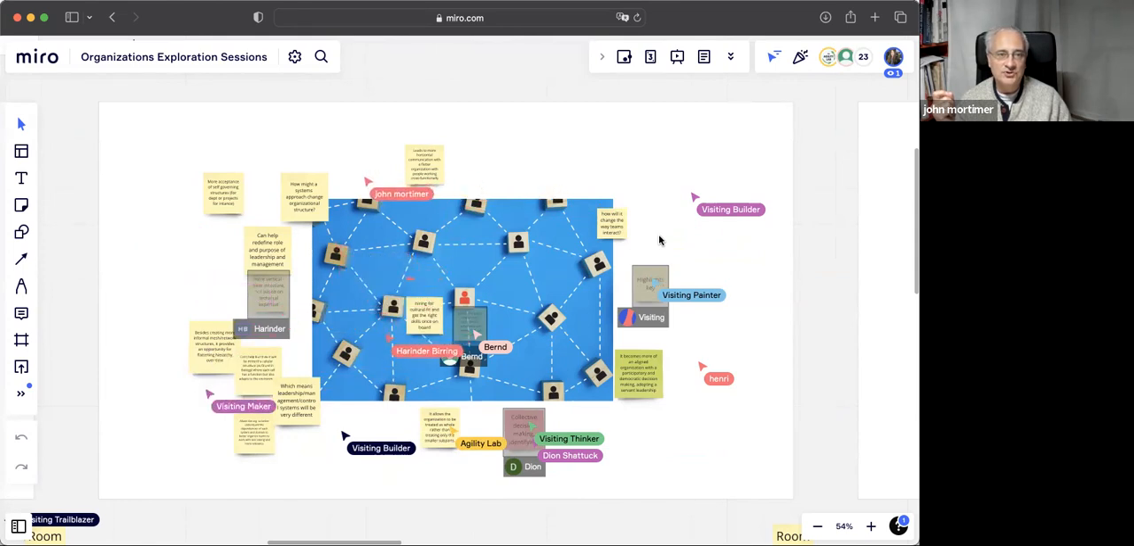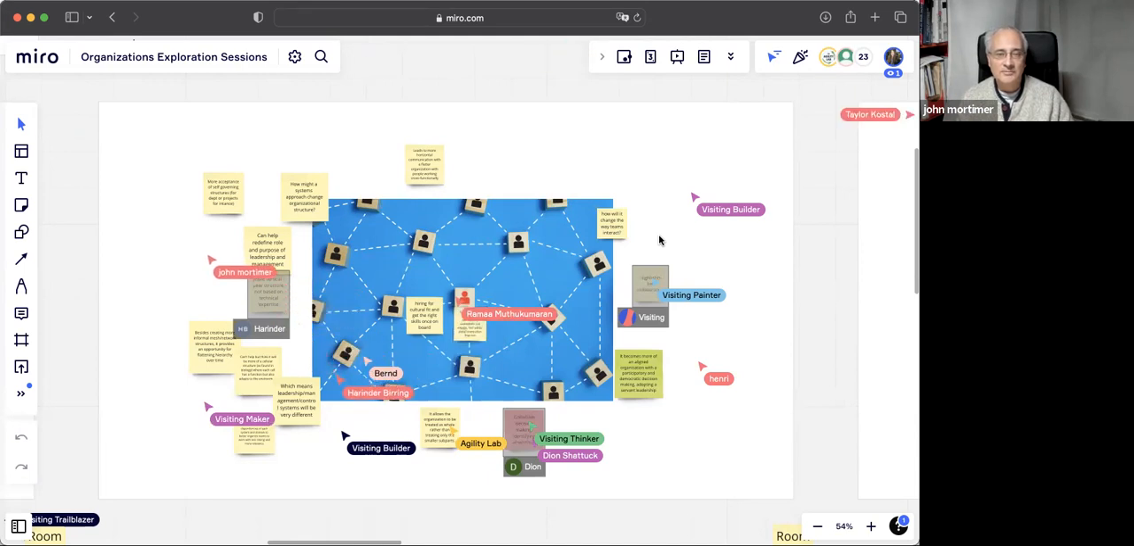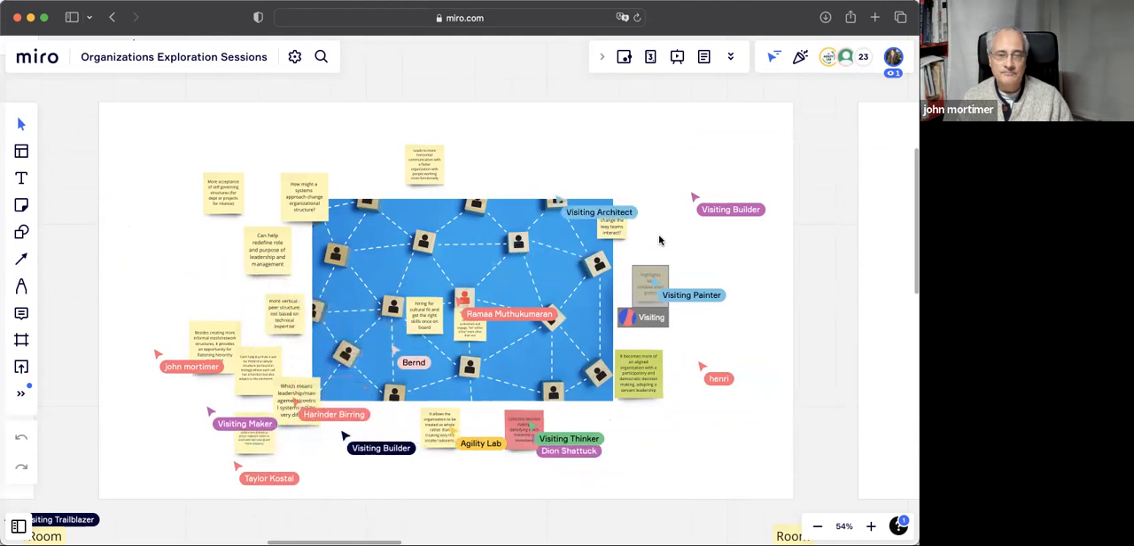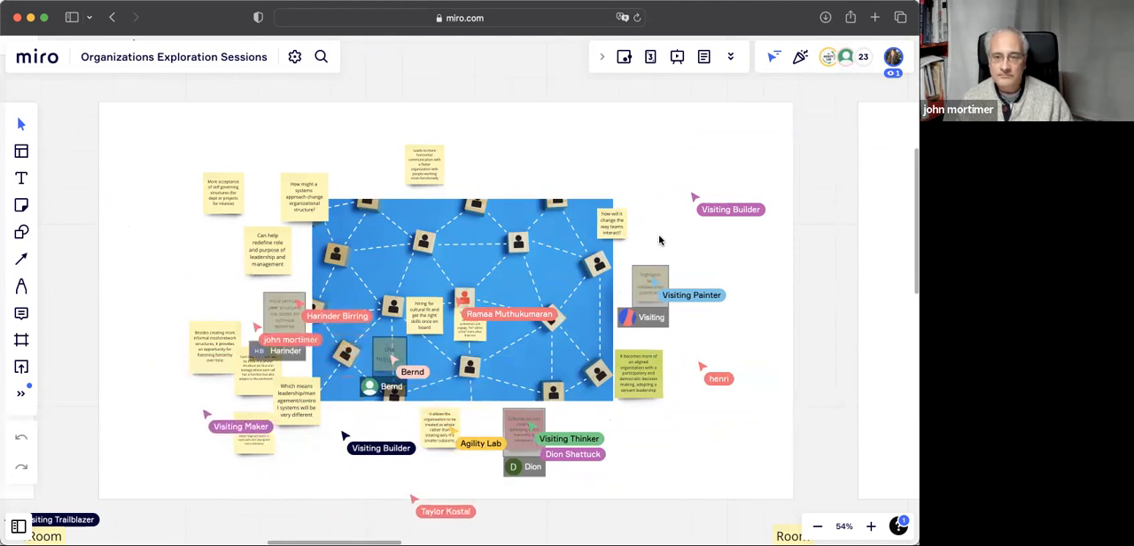How might a systems approach change, or how can help redefine role and purpose of leadership and management? That's a slightly different comment there, because that's now going back up into the hierarchy and demonstrating that it will affect them. And there's one there with regard to power, really, which is her role will change from command to orchestrate and engage. He will be a she more often than not.